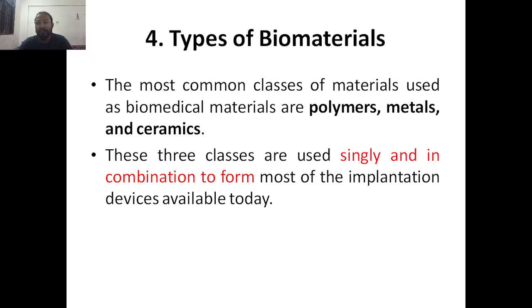The most common classes of materials used as biomedical materials are polymers, metals, and ceramics. Basically, in mechanical materials, they are classified as metals, ceramics, and polymers, right? In biomaterials also it is the same. In certain applications we need polymers, in certain applications we need metals, and in a few applications we might need ceramics. Wherever it comes to brittle, wear and tear applications and a lot of hardness, we will use ceramics and metals.